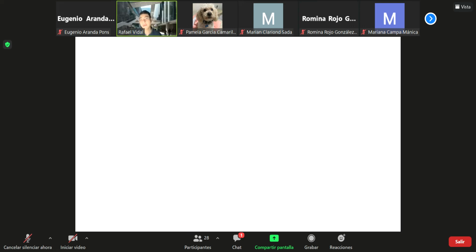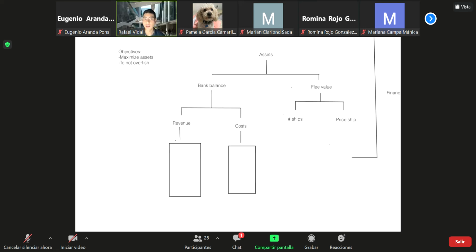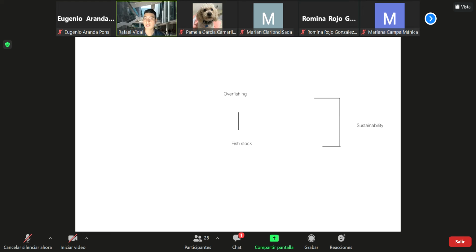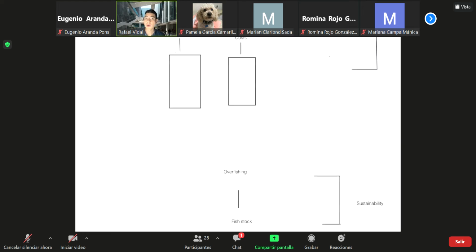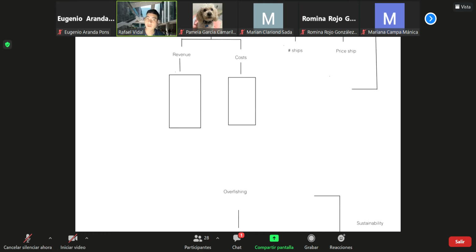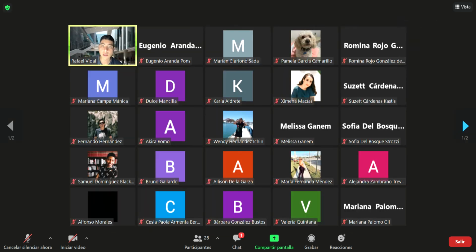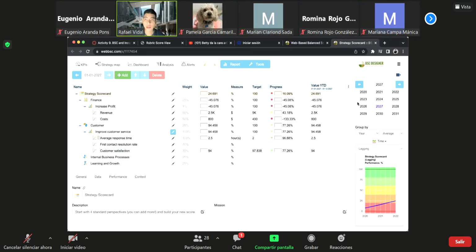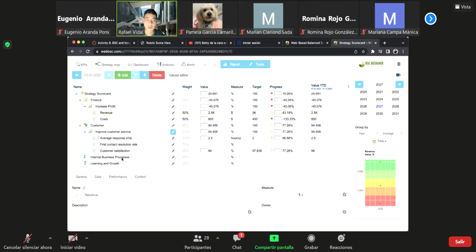We have already 3 KPIs for the balance scorecard: number of ships, price ship, and fish stock. What's left for you are the activities, and you have to put them in the balance scorecard. So remember, we are focusing on round 7. In round 7, in revenue, we want to maximize that data, the baseline, how you start the year 7. You are going to have that information after Friday, tomorrow, because tomorrow we send in the 6th year.